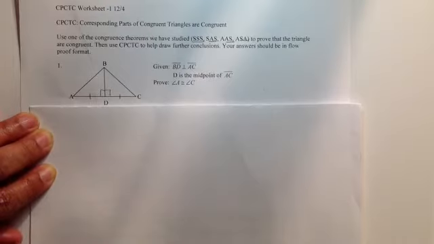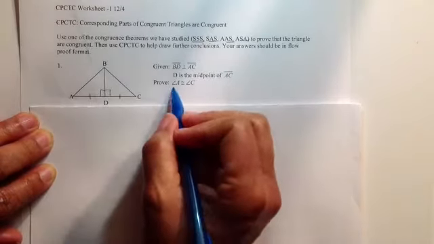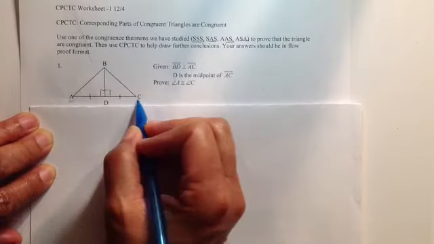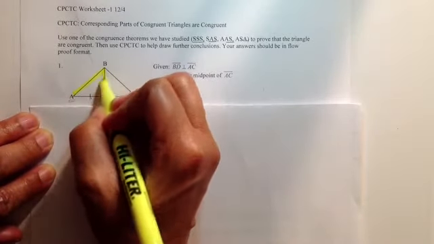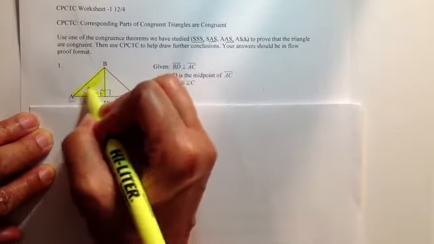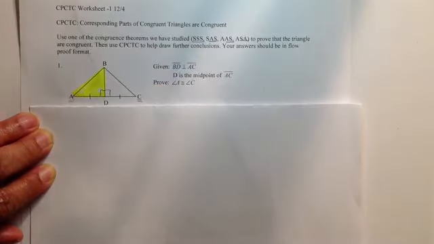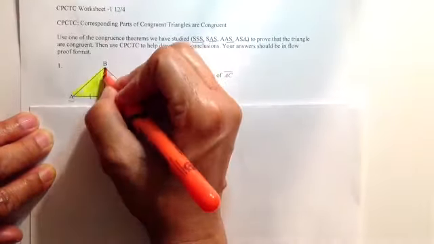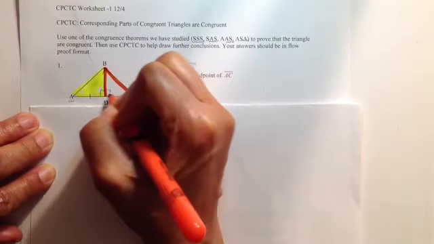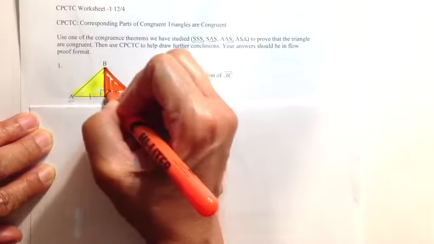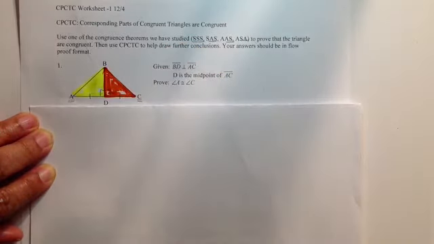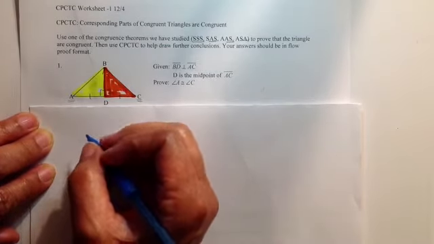Okay, so now I'm trying to think. I want to prove that angle A is congruent to angle C. And what I start thinking is, if I could prove that these two triangles are congruent, then I could prove by CPCTC that these two angles are congruent. All right, so let's get started.